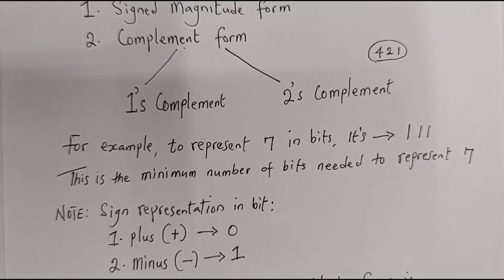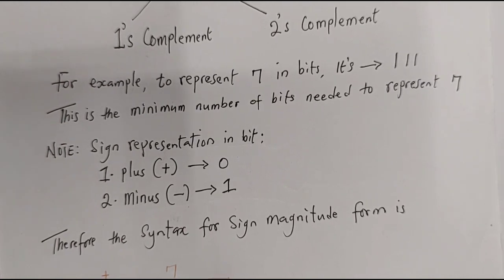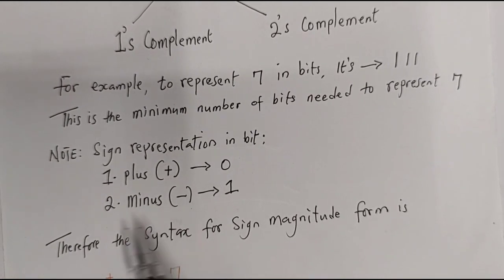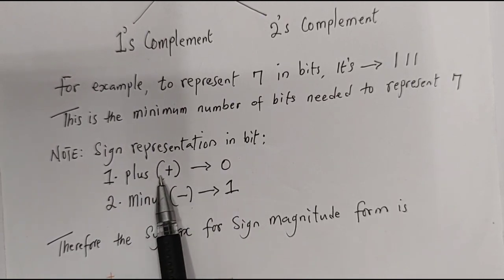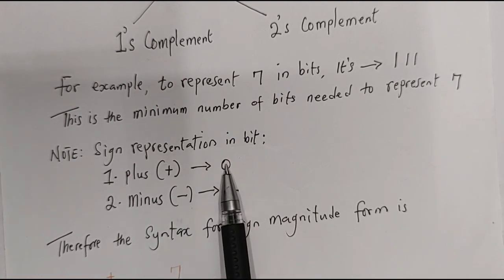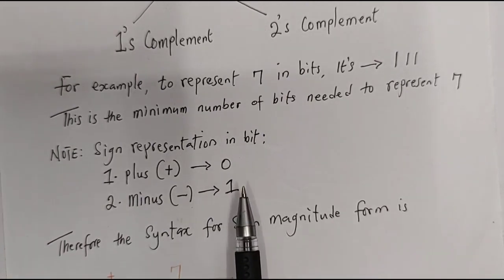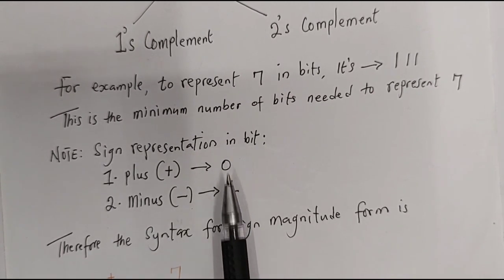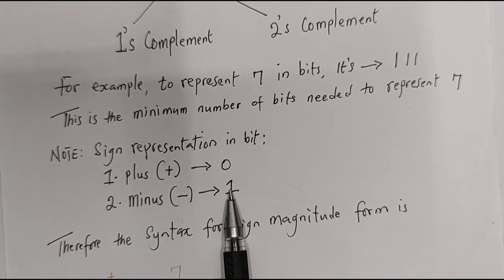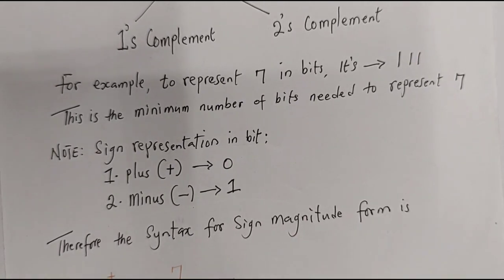Now let's note some important information. All right. Now for sign representation in bits, the plus sign is represented as 0. Take note. Now the minus sign is represented as 1. This is very important. You need to take note of this representation of signs in bits. Now once you understand the simple logic, then the rest is very easy. Trust me.